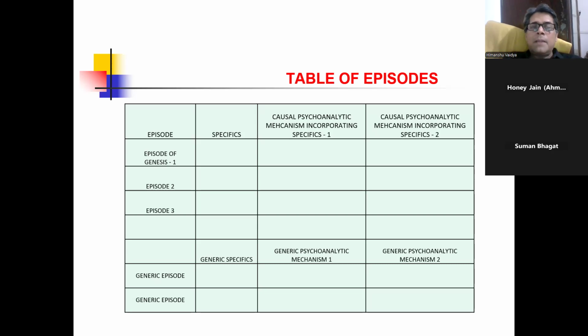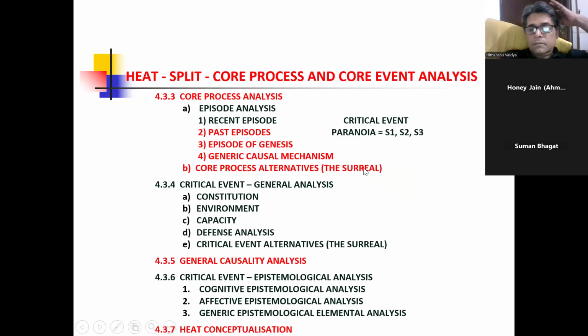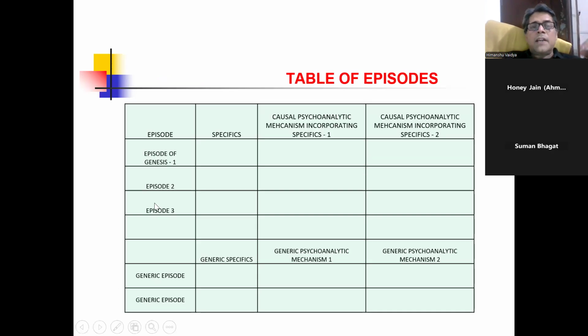That we list out all the episodes in the table. And there are many kinds of episodes. The person comes to us with the most recent episode. Then there can be a very important episode or a very extreme episode which is not the present episode. Then there would be the first episode of Genesis. And then we would look at the theory and find out in this kind of situation, what is the generic episode like? So we put that into this table.